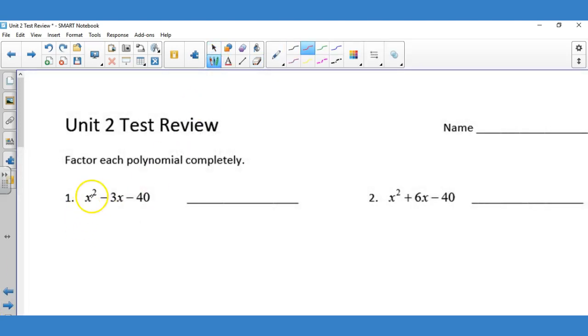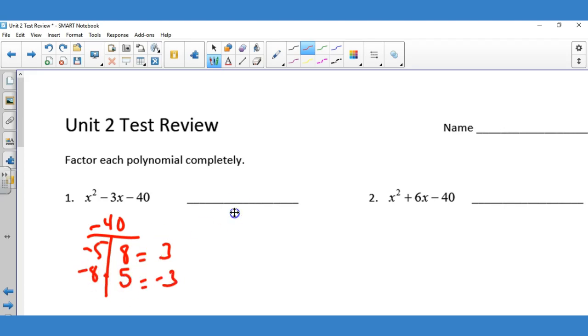So this first problem right here, guys, look at this coefficient. It's 1, guys, so we immediately look at the constant. All right? And so we're going to ask ourselves, is there a value of negative 40, factors of negative 40, that will add to give me negative 3x? Alright, so if I write down the factors of negative 40, let's see which one of those add to give me negative 3. Negative 5 plus 8 is 3, negative 8 plus 5 is negative 3.